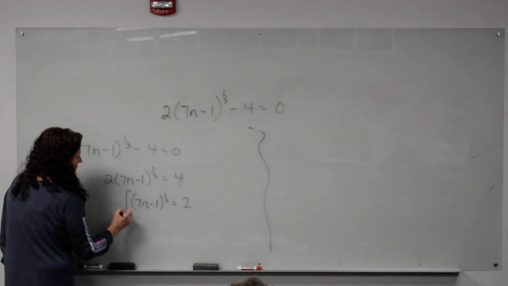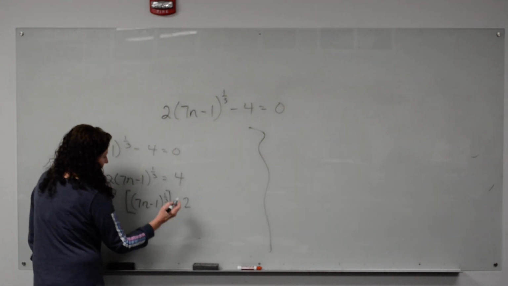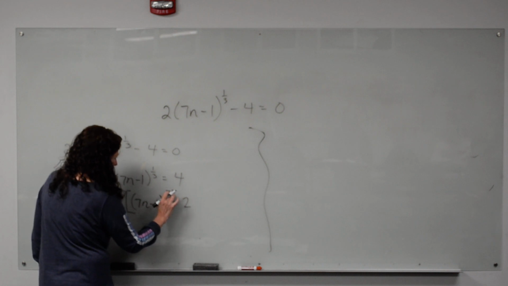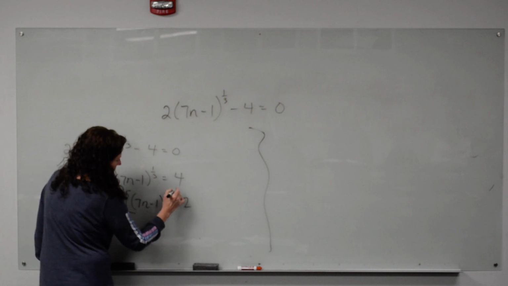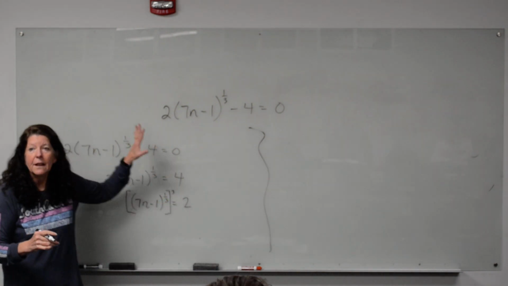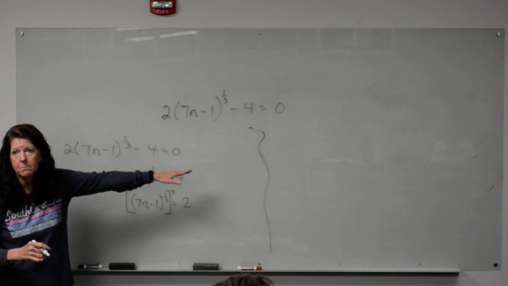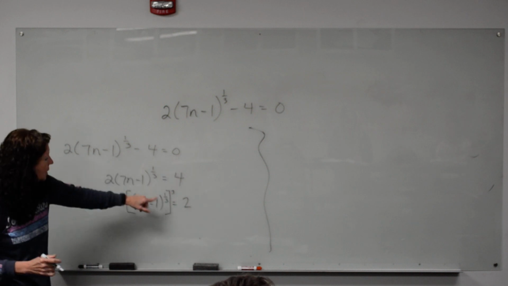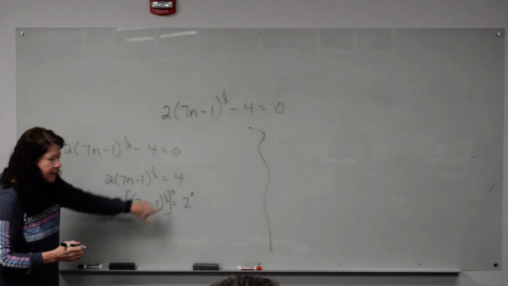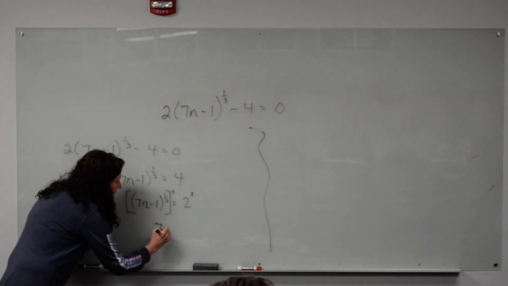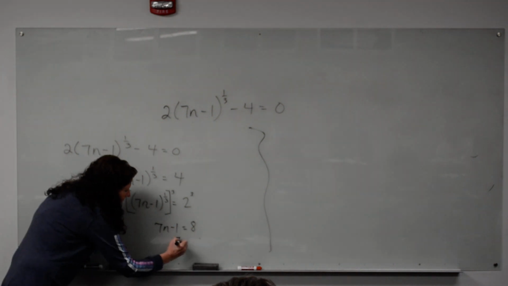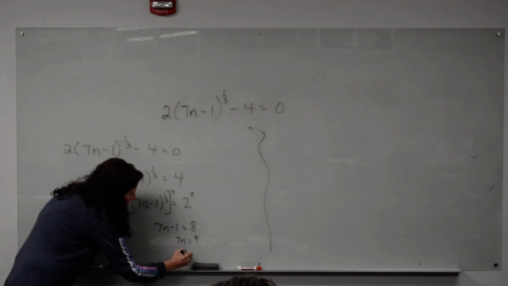So what I do is I raise this to the 1/3 power, because remember, you have a power raised to a power. If you don't understand this side, don't worry about it. I'm going to do it on the other side. So what I do to one side, I do to the other side. That gets rid of it. So I have 7n minus 1 equals 8. I'm going to add the 1, and then I'm going to divide.